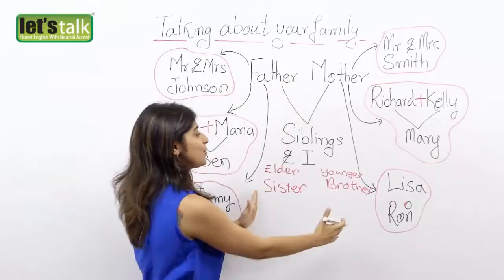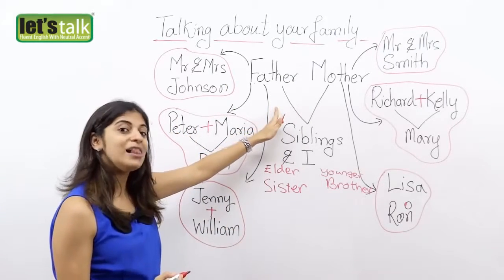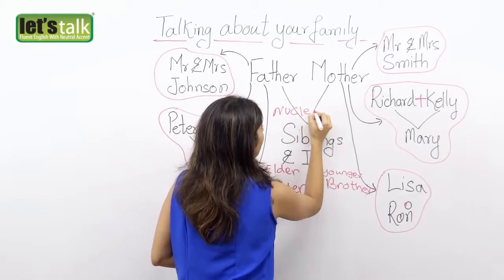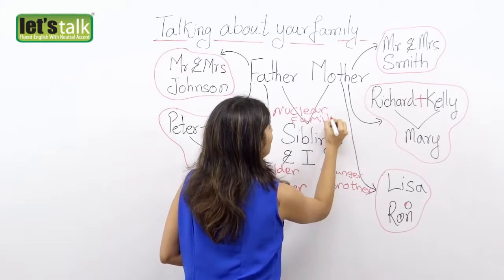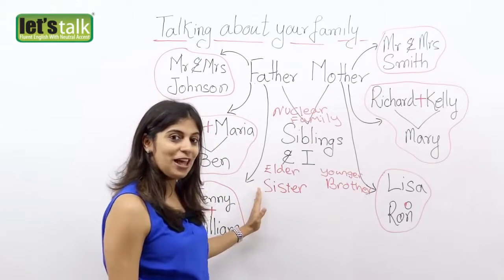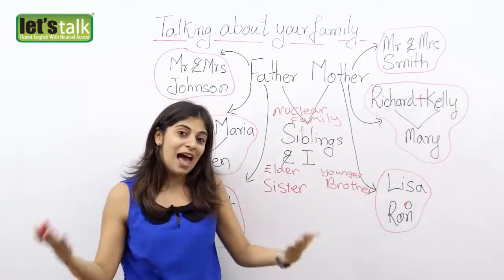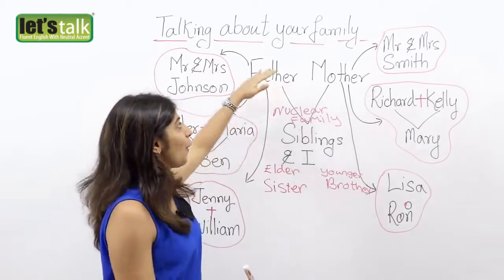Now this is your immediate family. That is, we also call it a nuclear family. Now, as a family, you'll live together and that's why you are a nuclear family. Now, you also have extended relatives who are related to your parents.